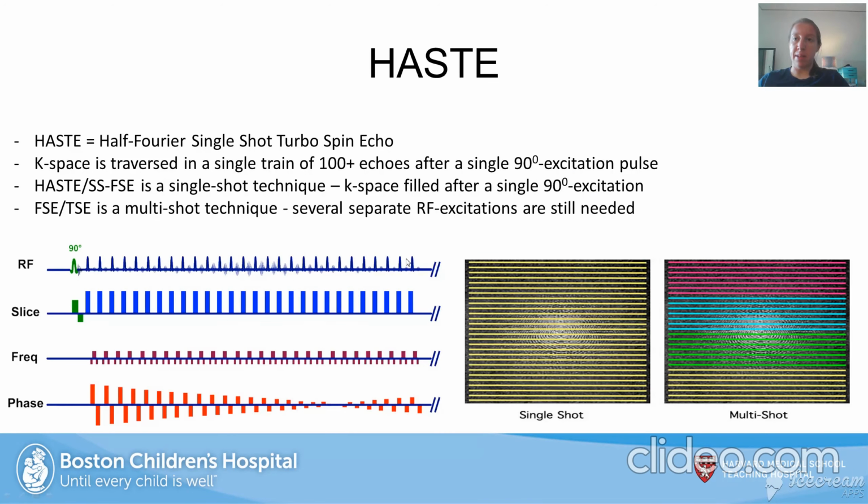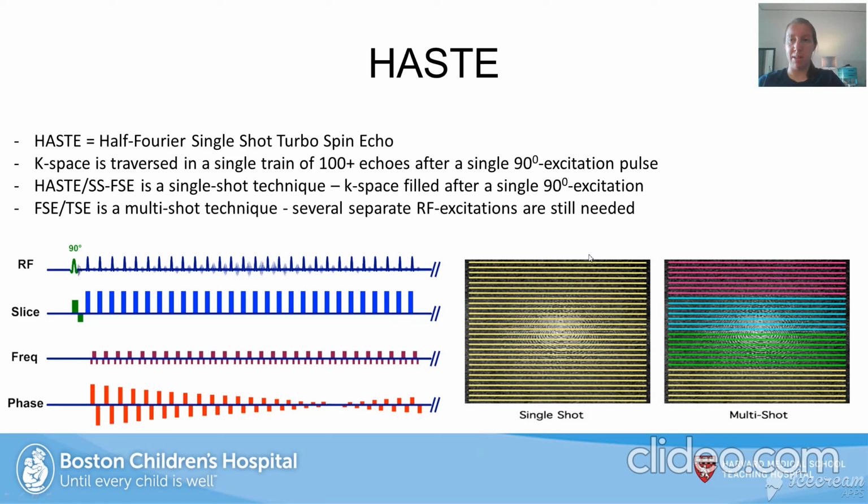Now you also want to supplement that with a fast imaging technique. One example is known as HASTE, the half-Fourier single-shot turbo spin echo sequence. K-space is essentially traversed in a single train of 100, maybe more, echoes after a single RF pulse, that 90 degree excitation pulse. So you have the single-shot and the multi-shot method. The single-shot is HASTE/SSFSE, and all the K-space is filled after a single 90-degree pulse.